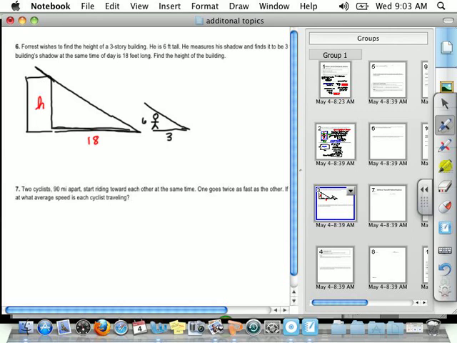All right, so we need to set something up. So what kind of equation can we set up? Yeah, Ian? Proportion. A proportion, good job. Did you guys see that this is a proportion problem?